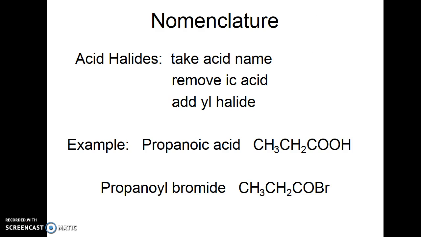Nomenclature of the acid halides: you look and you say, what was the carboxylic acid that this came from? Then you remove the ic acid from that name and add yl halide. So here's the example. That's propanoic acid. What do we do to change it to the acid bromide name? We take off the ic acid and put on yl and then bromide. So this is propanoyl bromide.